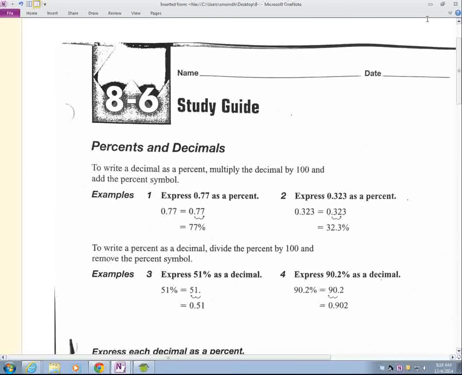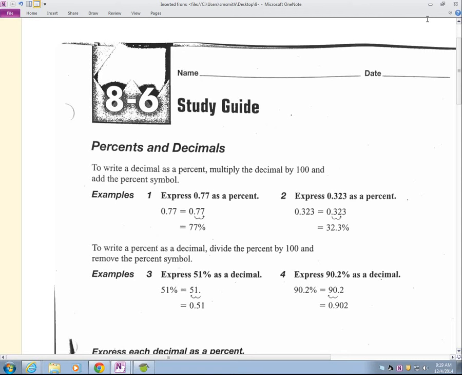So, study guide, percents to decimals. Now this is easier than what we did yesterday, in my opinion and in my experience, okay? So we're going to be writing the decimal as a percent. In order to do that, we're going to have to multiply the decimal by 100 and add the percent symbol.